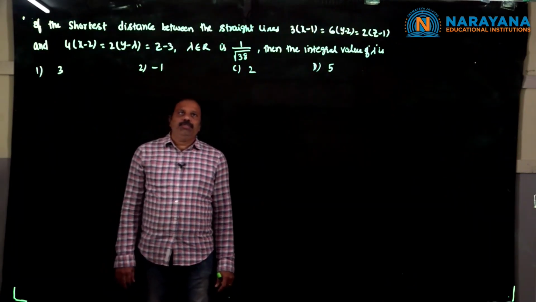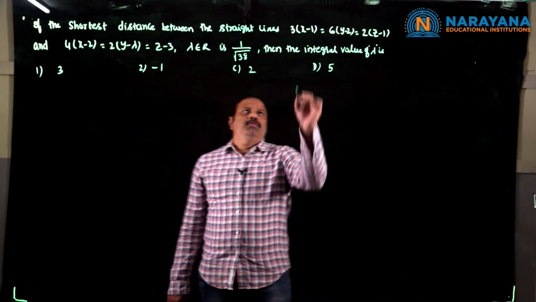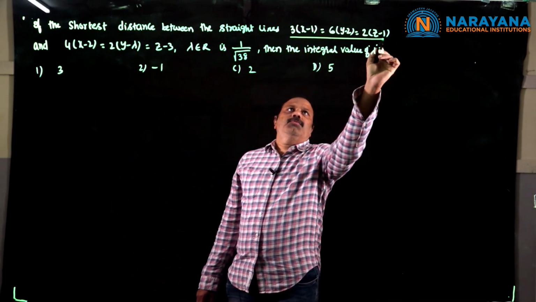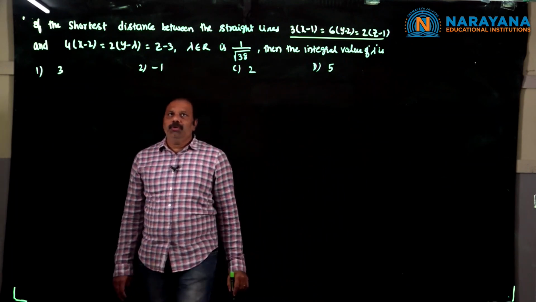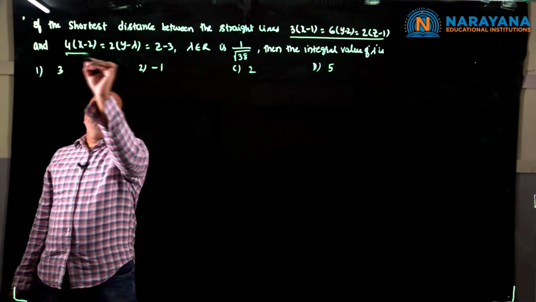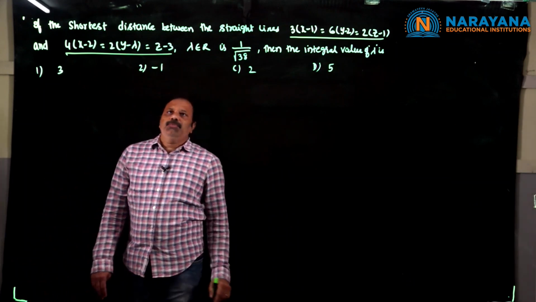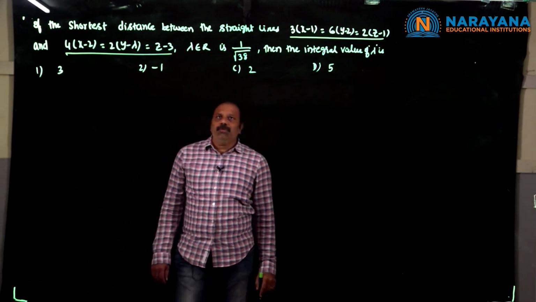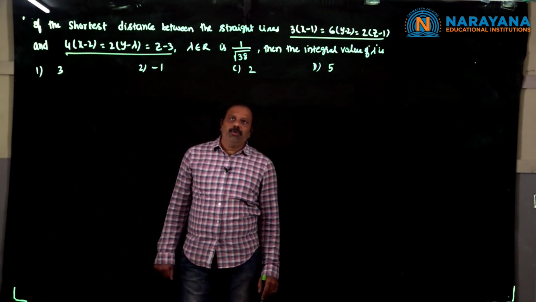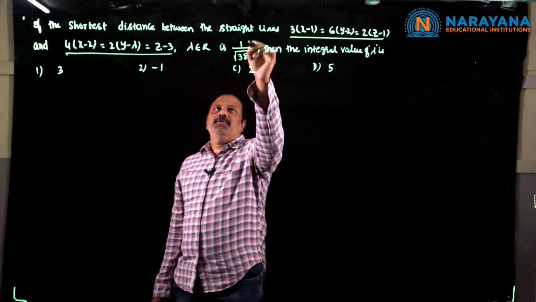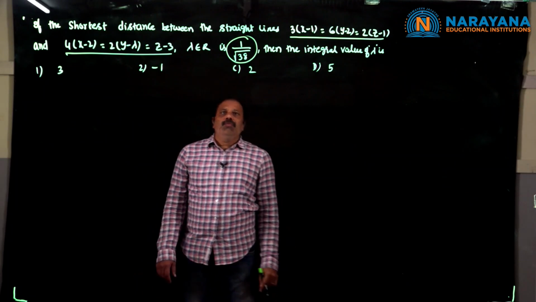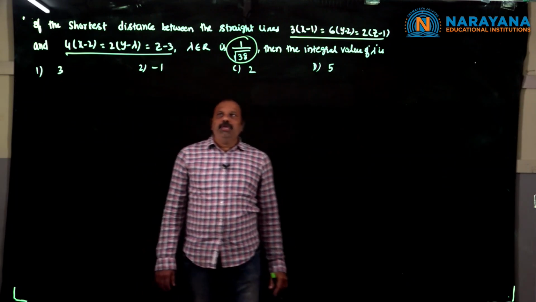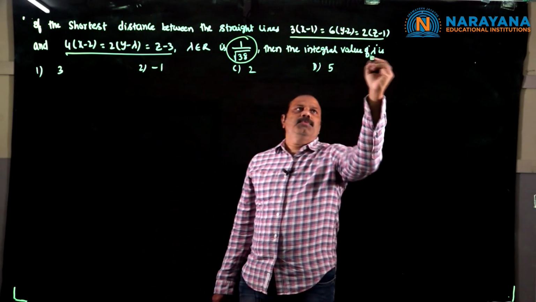If the shortest distance between the straight lines 3 into (x minus 1) is equal to 6 into (y minus 2) is equal to 2 into (z minus 1), and 4 times (x minus 2) is equal to 2 times (y minus lambda) is equal to z minus 3, where lambda belongs to R, is 1 by root 38. Given two lines, the shortest distance is given as 1 by root 38. He is asking the integral value of lambda.